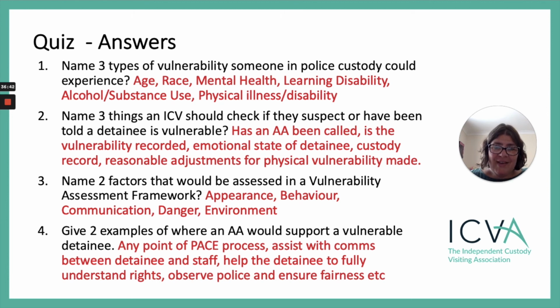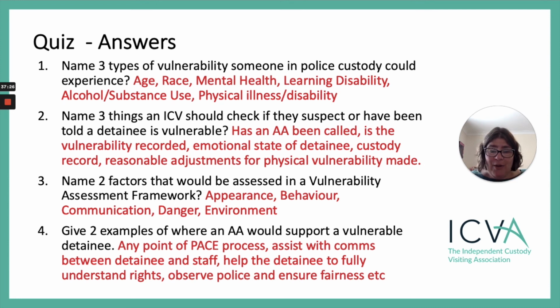Name 3 things an ICV should check if they suspect or have been told a detainee is vulnerable. So you want to check that the AA has been called, the vulnerability is recorded. You want to check the emotional state of the detainee, the custody record, and any reasonable adjustments for a physical vulnerability made. There might be other things there, so give yourself 1 point for everything you've managed to note there. 2 factors that could be assessed. So that was our A, B, C, D, E. So if you've remembered two or more of those, well done. Points for each. Sadly, we can't send out prizes, but points mean glory.